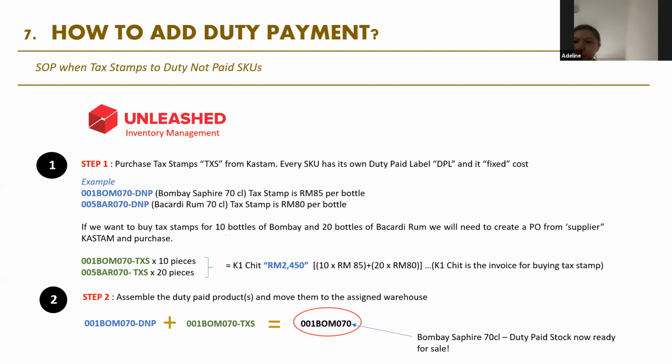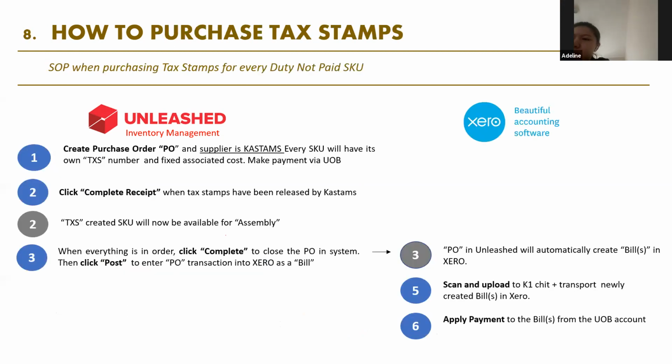Clear. Any questions so far? No. Okay. So how to purchase tax stamps? Adeline, you create a PO. Your supplier will be the customs, correct? Yes. You go and take the tax stamp. You press confirm receipt. Confirm receipt means I already got the tax stamp. Then you go and create your assembly, put them together, and then you complete. That's it. Once you do that, Corinne said everything will be automatic.